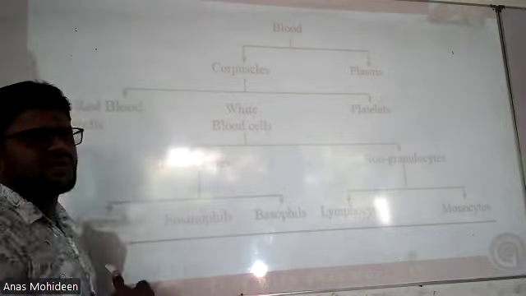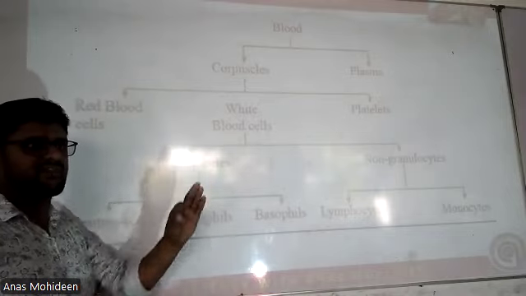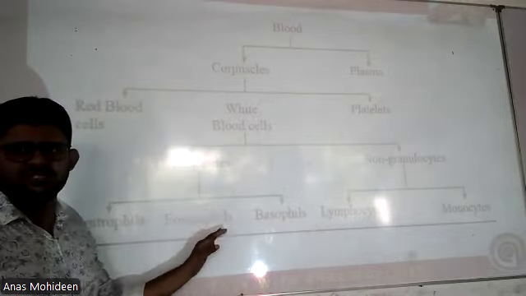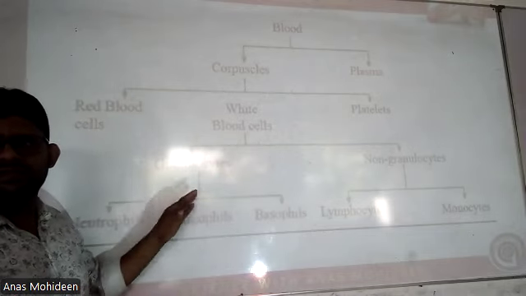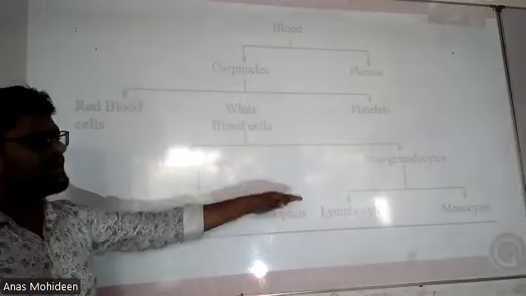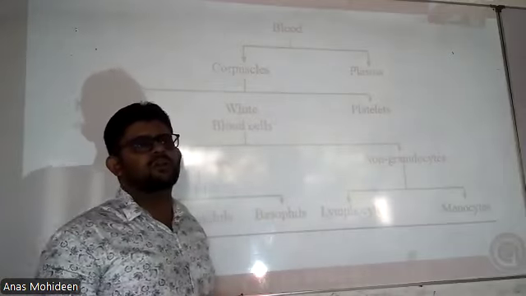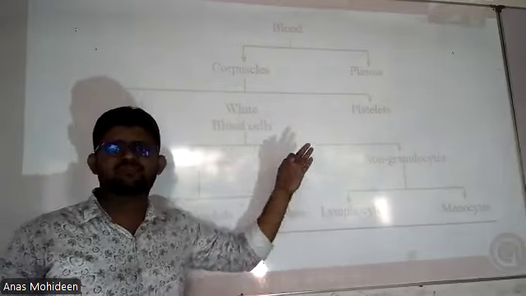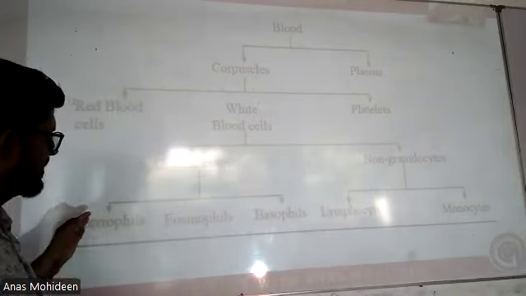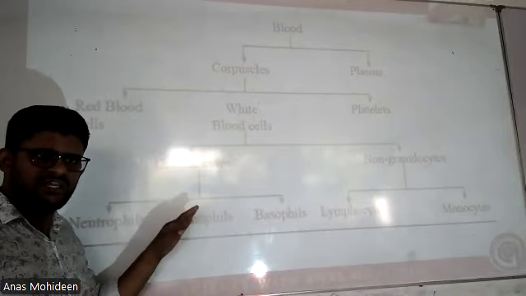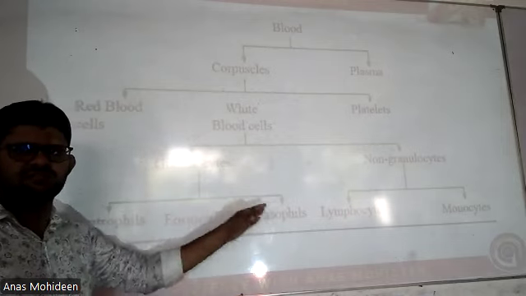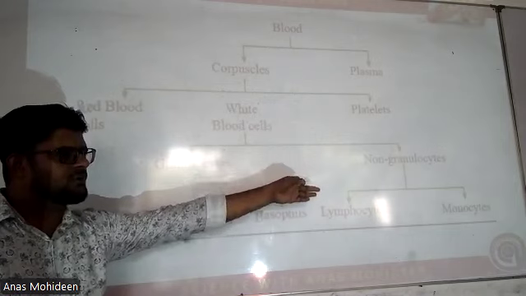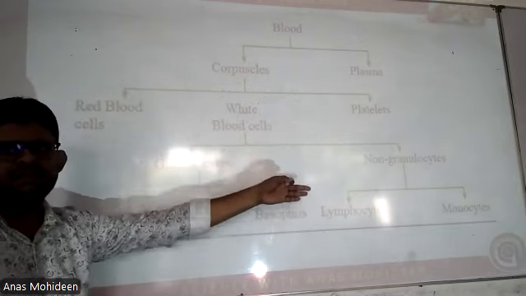Now the granulocytes are divided into three types. What are the three? Neutrophil, eosinophil, basophil. Two types are there in the non-granulocytes. What are they? Lymphocytes and monocytes. Repeat the three words: neutrophils, eosinophils, basophils. And the other two are lymphocytes and monocytes.